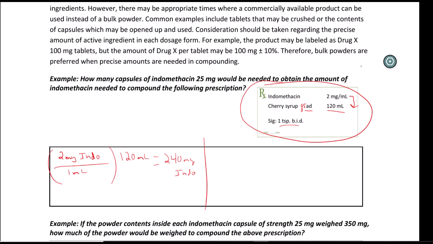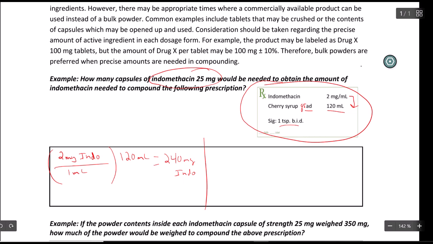So I can weigh out 240 milligrams if I have the bulk powder, or I can use capsules in the pharmacy. Now the capsules in the pharmacy are not 100% indomethacin. They have material as well as the drug inside of them. But if I look at my pharmacy shelf, I know that I have indomethacin. It comes as a 25 milligram capsule. So the first thing I have to consider is, how many capsules would I need to obtain 240 milligrams of drug?